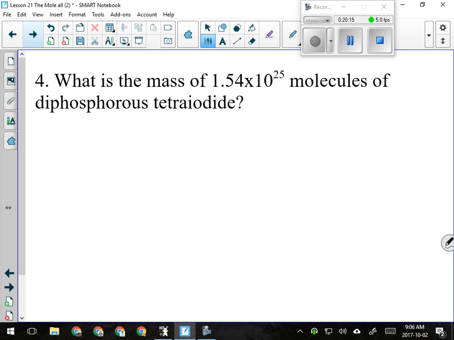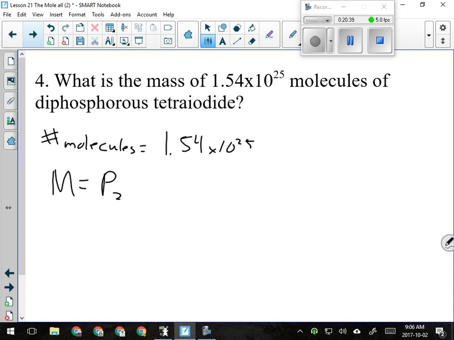We're going to go 1.54 times 10 to the 25 divided by Avogadro's number, and that'll give us the number of moles. All right, so let's write down our givens first off. Number of molecules equals 1.54 times 10 to the 25. And we know that it is diphosphorous tetraiodide. So that's P2I4.